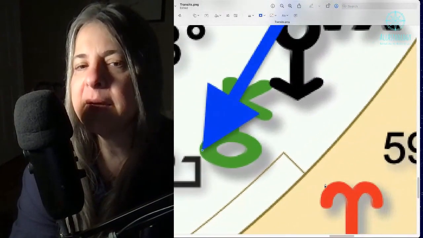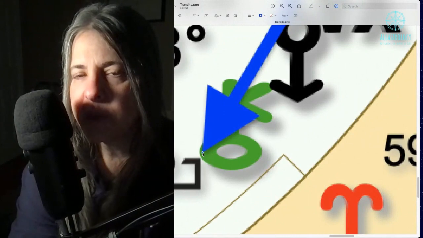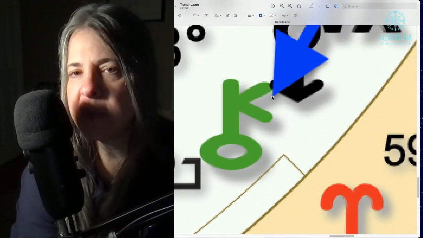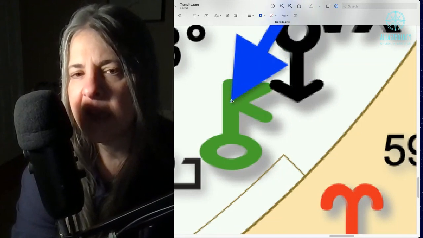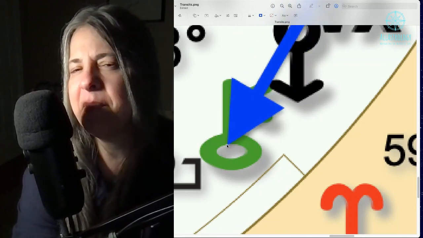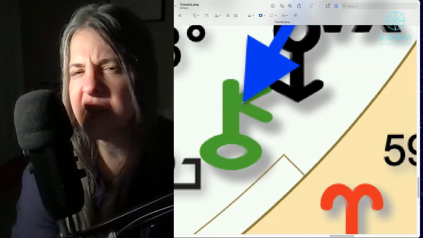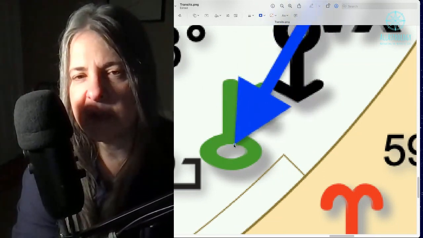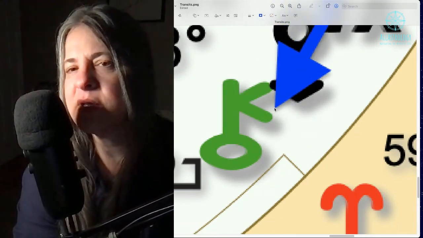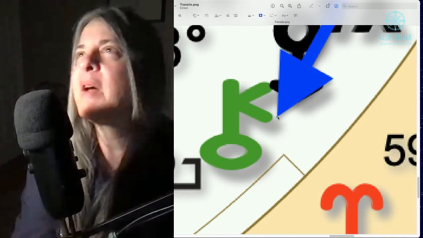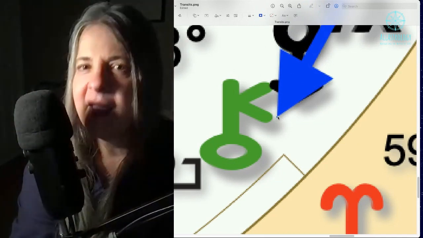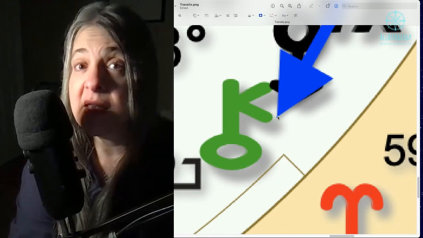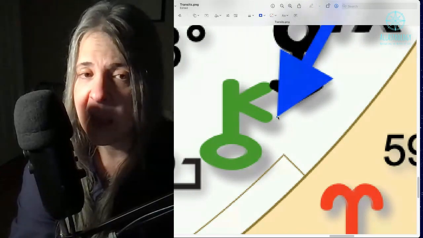Next, we have Chiron. You heard me talk about Chiron already, the wounded healer. There it is, Chiron in green, right? It's got a K, and then it's got a circle at the bottom. Some say it almost looks like a key, right? So it's not really a K, because when you think about it, Chiron is spelled C-H-I-R-O-N. So just understand that's a key there. That's not the letter K.